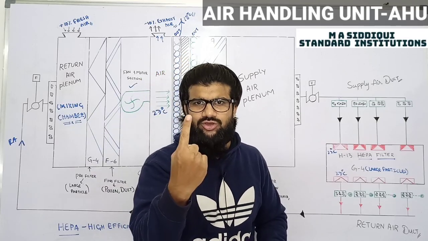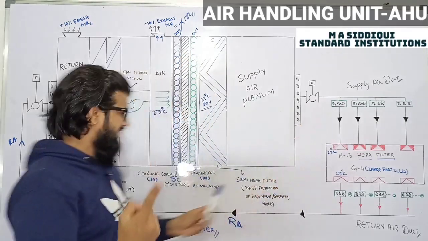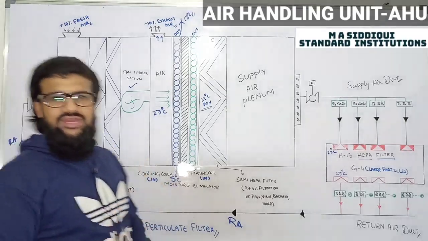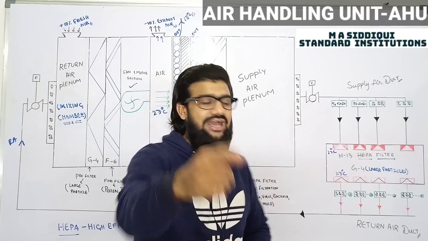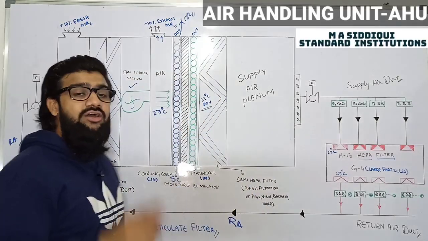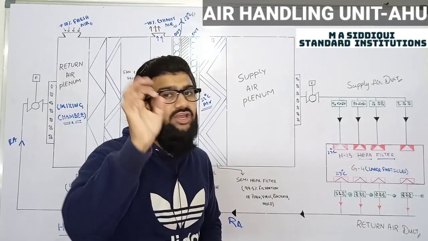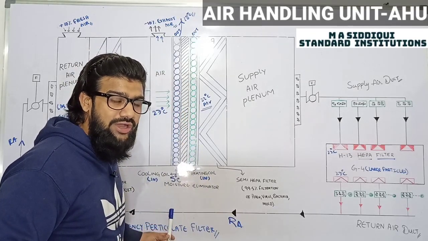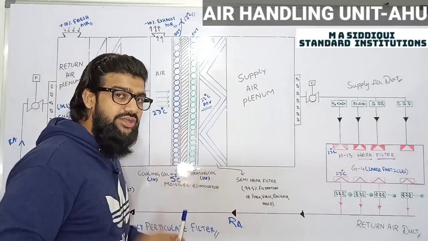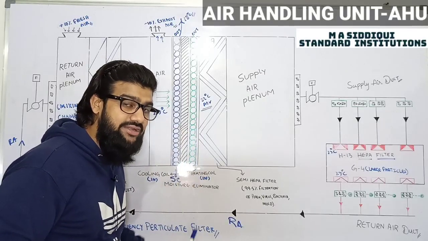First is temperature control. We are controlling the temperature with the help of the coil. Okay, chilled water coils, temperature control. Second is humidity control with the help of the moisture eliminator. Temperature control with the help of the set of cooling coils from the chiller. Second, humidity control with the help of the moisture eliminator.